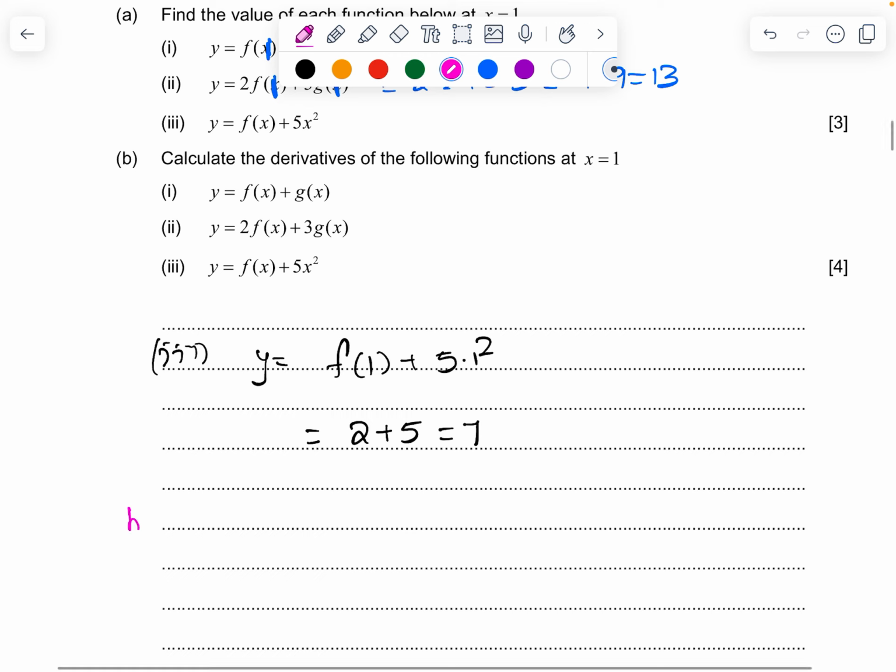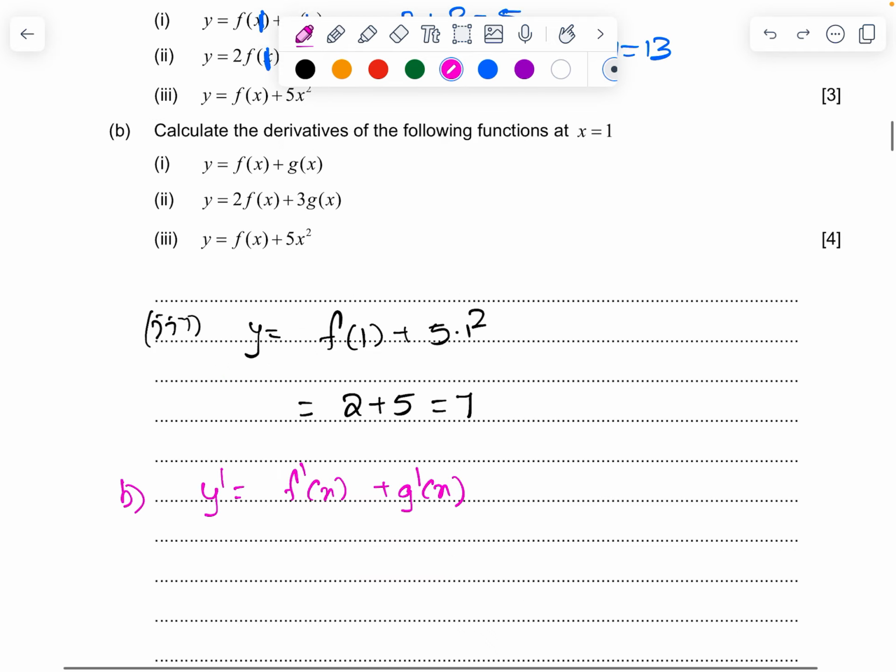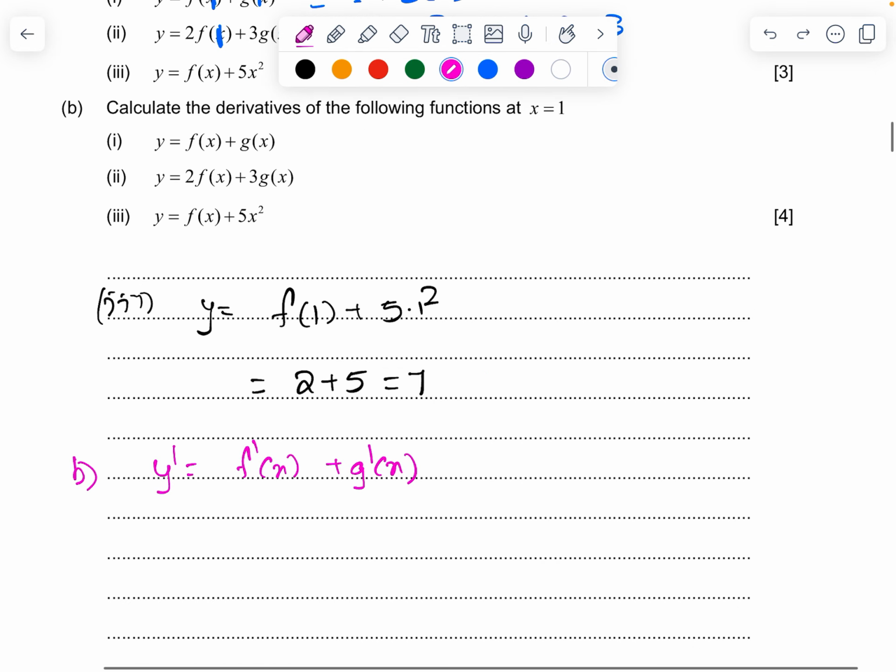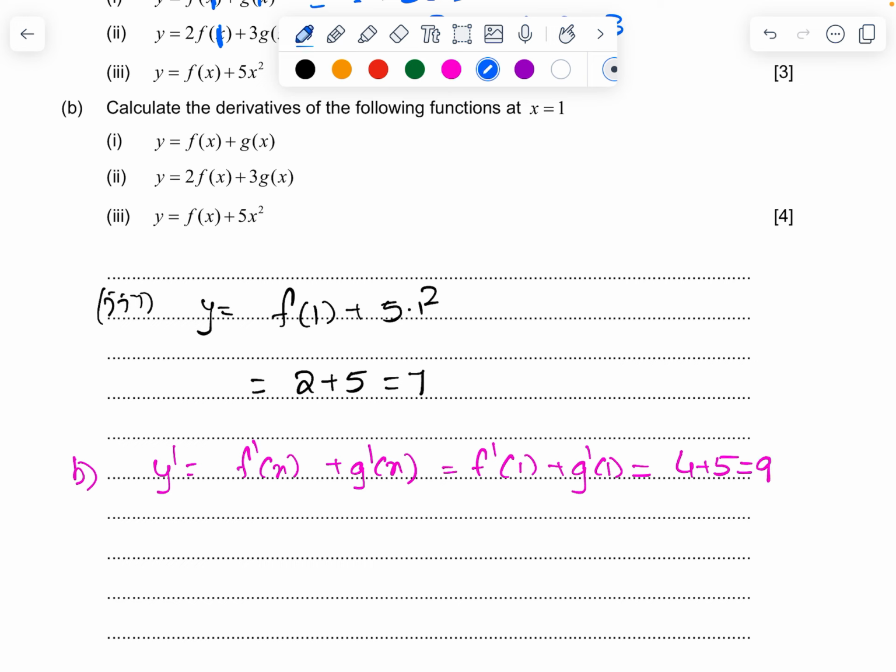Next part B, find the derivatives. So y prime equals f prime x plus g prime x, which is going to be f prime 1 plus g prime 1, which is nothing but how much? 4 plus 5, which is 9.